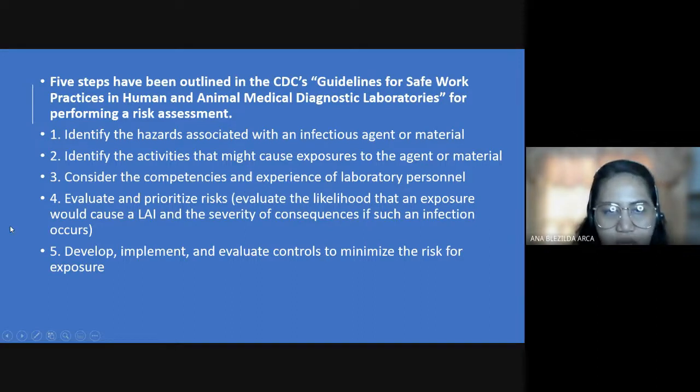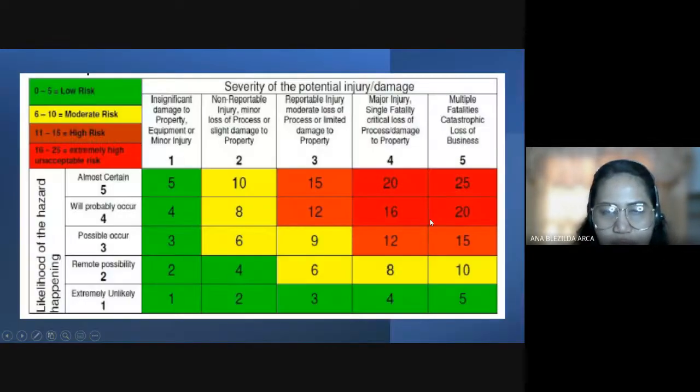Another one is to evaluate the priority risk. What is the likelihood that you will have exposure to that? And what are the consequences? So, this is my example from earlier. What is the likelihood, and what are the consequences? So, you should also make something like this.